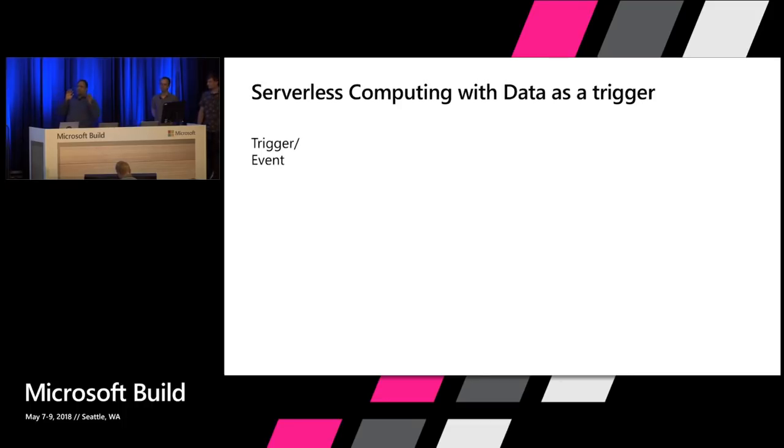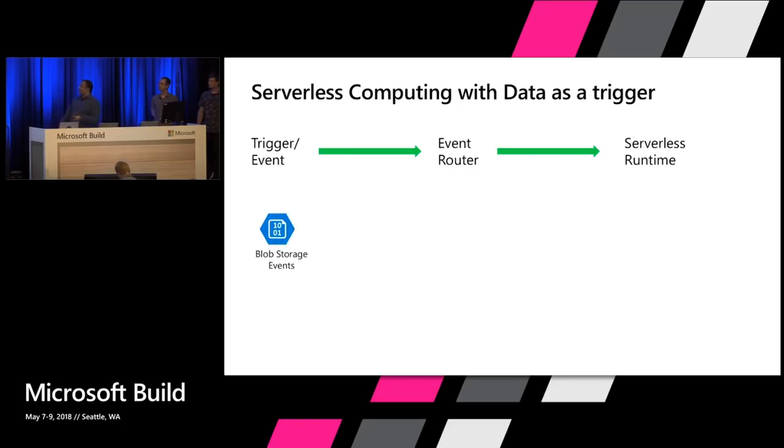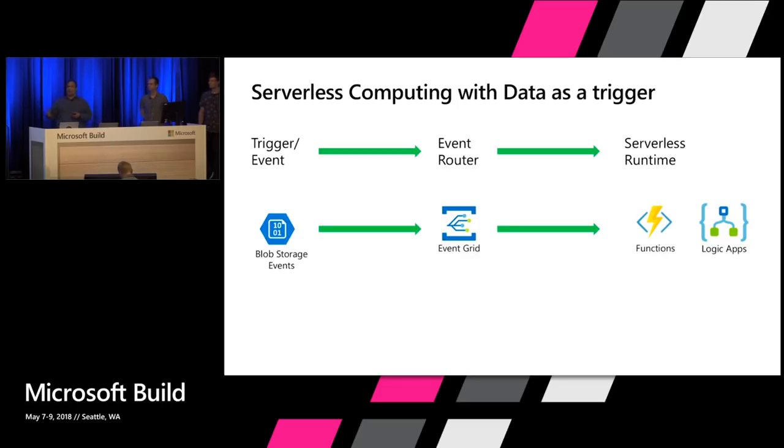So all of these serverless architectures have a pretty simple pattern, right? You have a trigger or an event. You have some kind of event router that listens to that trigger, and then it goes off and calls the serverless runtime. So pretty straightforward, right? In our world, what we did for blob storage was we added the ability to create blob storage events. So now every time a blob is created or deleted, we actually create an event that you can send to our event router, which is Azure Event Grid, and then that can end up calling functions, logic apps, any web endpoint that you want us to call in a one-to-many pub-sub mechanism.